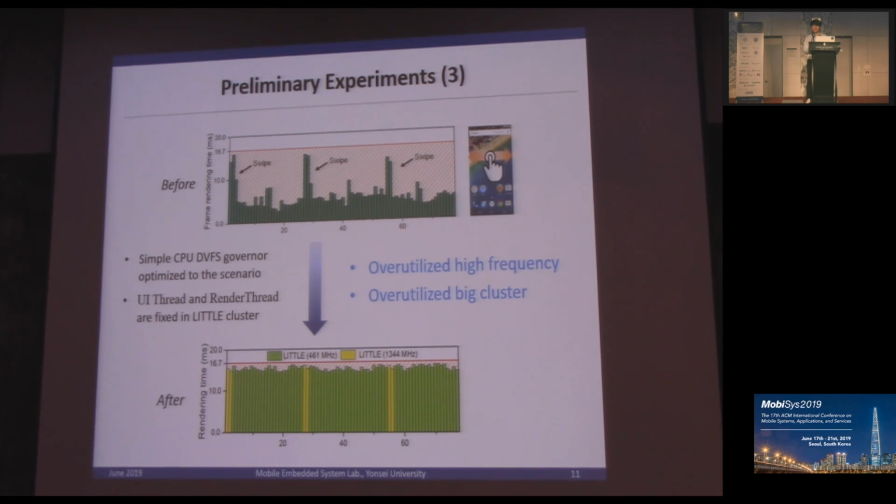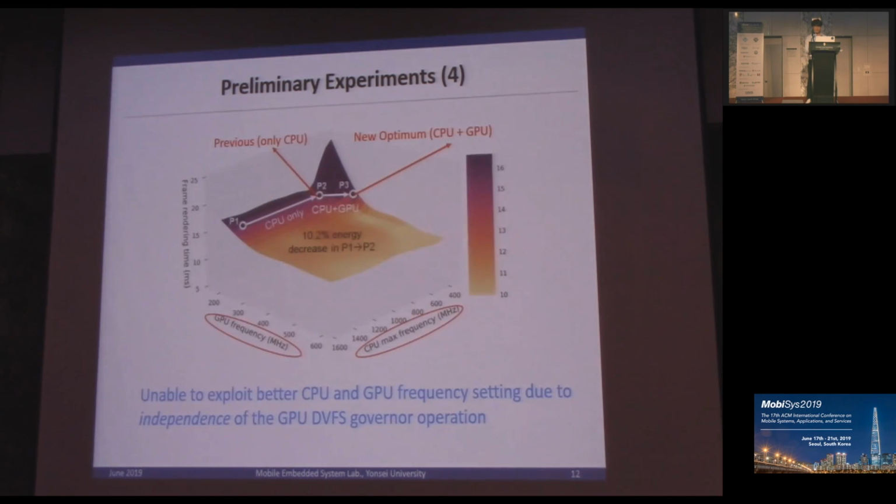So from this experiment, we can find two problems: overutilized CPU frequency and overutilized big cluster. From our analysis, these problems are caused by some inefficiencies in components such as CPU DVFS, touch boosting, and load-aware scheduling, but I'm skipping the detailed analysis here, and you can find the explanation in our paper.